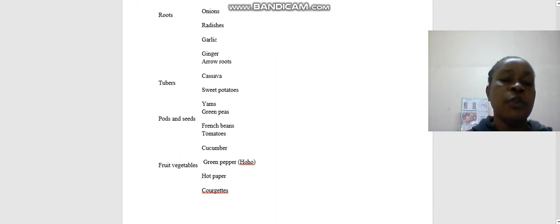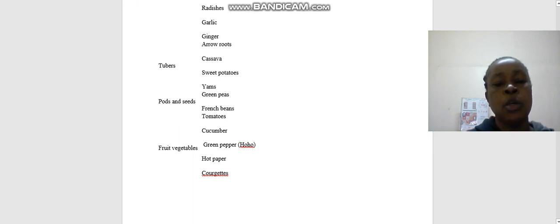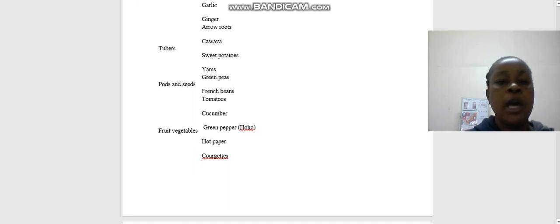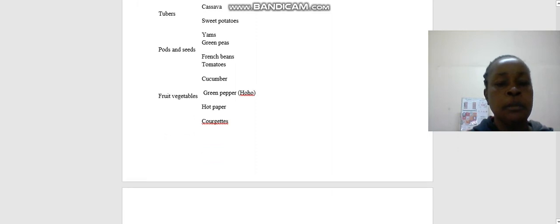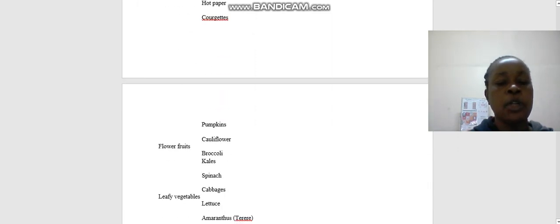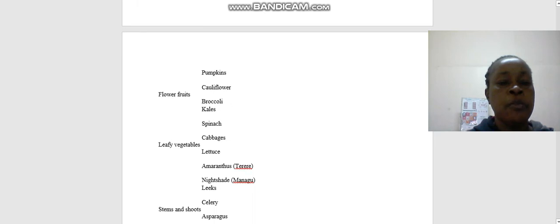Then the next classification, which I'm going to give you examples of, is the pods and seeds. Here you have your green peas, French beans, and tomatoes. Another example of pods or seeds is the cucumber. Then we have fruit vegetables. Under fruit vegetables, I'm going to give examples of the green pepper, hot pepper, and courgettes. Okay, so that is your classification of vegetables.